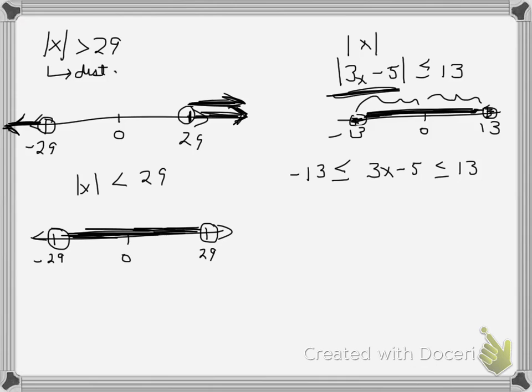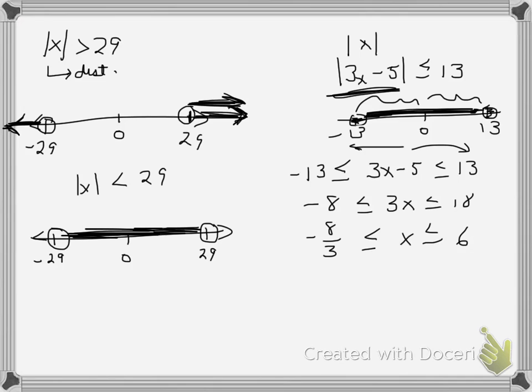So we solved this like we did the one where I said, okay, we're going to add 5, but don't forget we added in both directions. So we end up with 3x less than or equal to, adding 5, 18, greater than or equal to, negative 13, add 5 is negative 8. Now we divide by 3, and we're going to get 18 thirds, which is 6, and on this side we're going to get 8 thirds, negative 8 thirds.